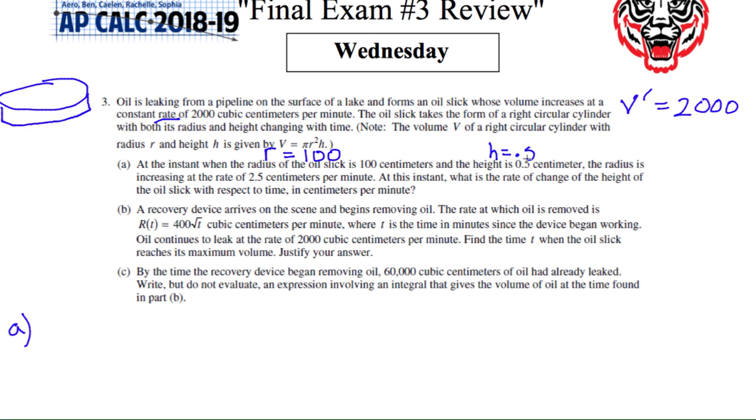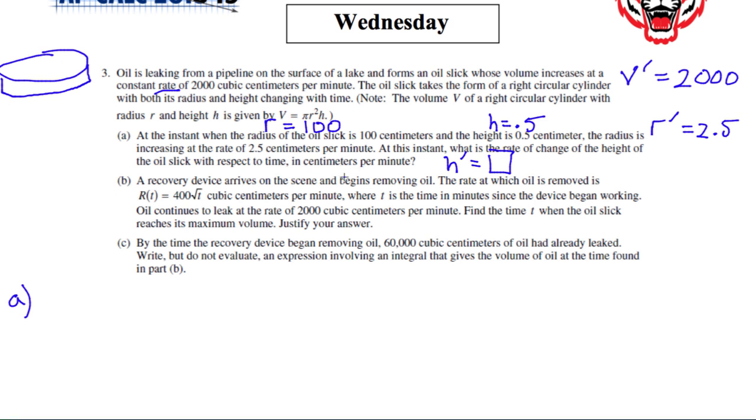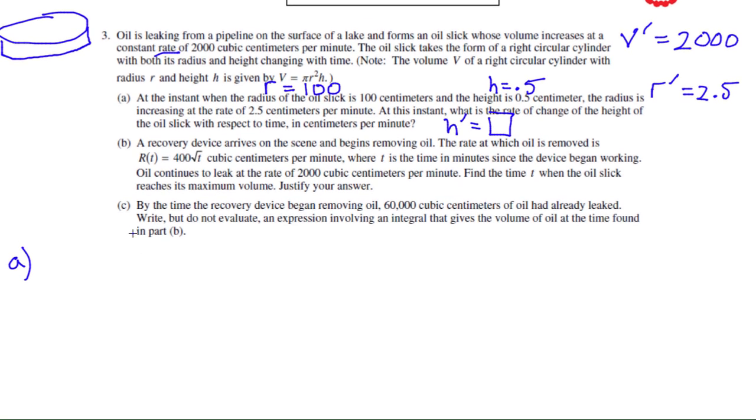Perfect. The radius is increasing. So if it's increasing, Rochelle, is that r or r prime? It's r prime. So whenever it's increasing, it's r prime at 2.5. So r prime is equal to 2.5. At that instant, what is the rate of change of the height? We're trying to find h prime. H prime is equal to what? We'll leave that as a blank. That is our question. It already tells us the units, so we don't even need the units.